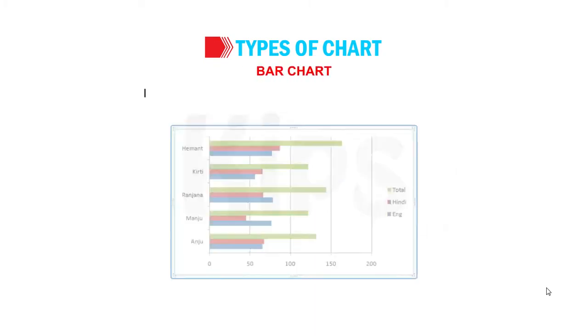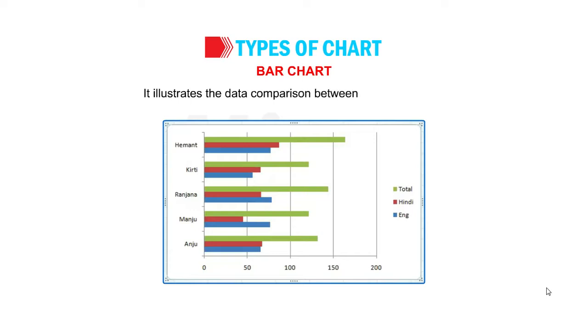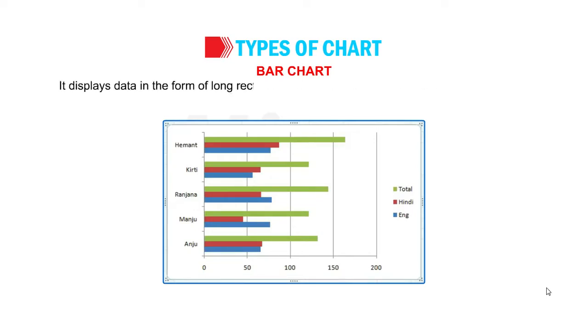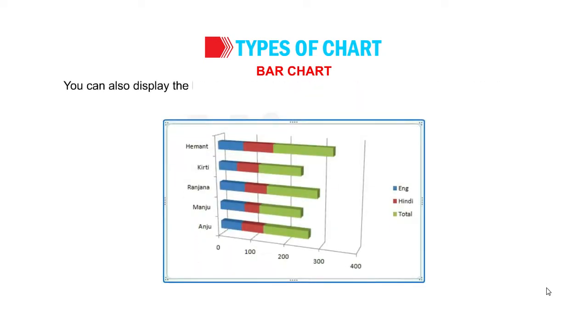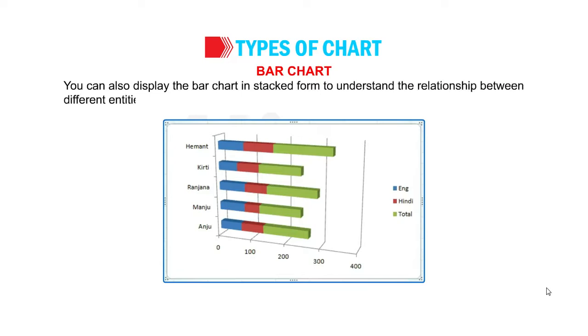Bar chart. It illustrates the data comparison between individual items. It displays data in the form of long rectangular rods called bars that are placed vertically or horizontally on the chart area. In this type of chart, categories are represented on the vertical axis and values are represented on the horizontal axis. You can also display the bar chart in stacked form to understand the relationship between different entities.